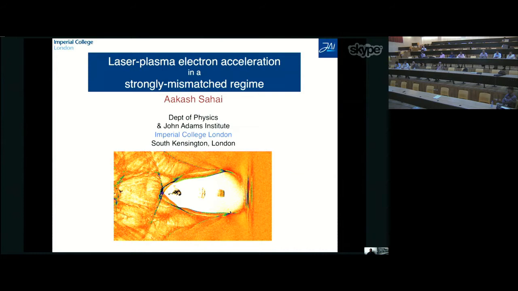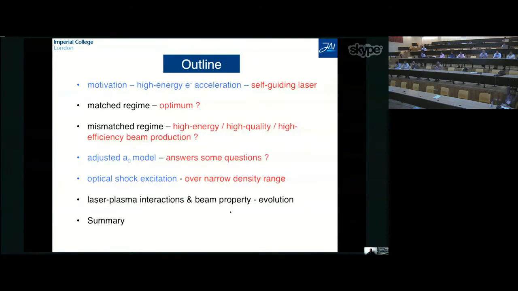Okay, just a brief outline. We are looking at high energy electron acceleration, multi-GeV, using a self-guided laser pulse. We're not using an externally guiding geometry, which several people use, for instance capillaries or discharges. The conventional understanding is that there is a matched regime of this laser plasma interaction, and that matched regime is assumed to be optimum for accelerating electron beams to the highest energy.